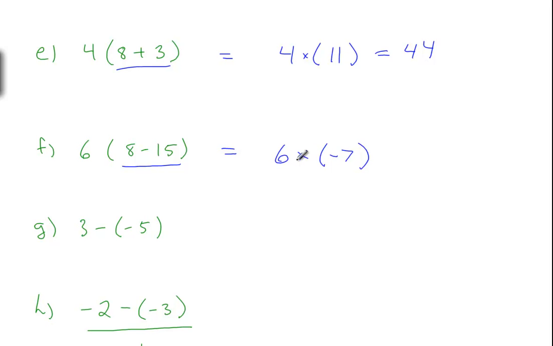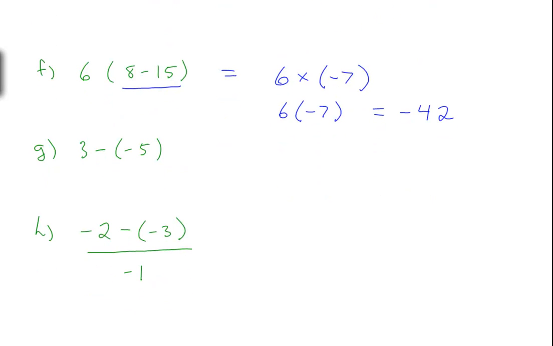The reason I did put multiplication in there is because I knew that this was going to be a negative number. And you could write 6 times negative 7. That would mean the same thing. Okay, and 6 times negative 7 is negative 42. Right? Negative times a positive is negative.